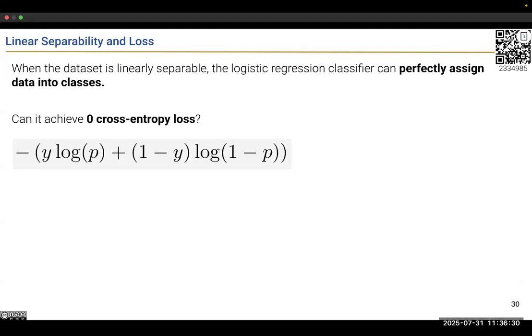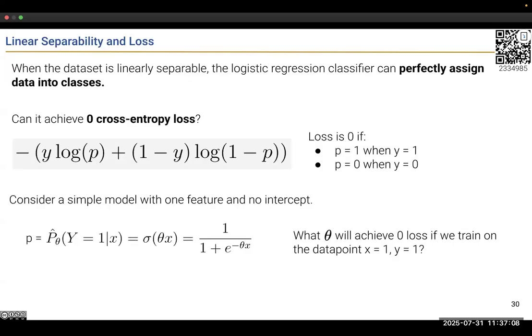Well, this seems like a good thing. If you have a linearly separable data set, then your logistic regression model can perfectly predict the classes. But in that case, can it actually achieve zero entropy loss? Because remember, your cross entropy loss is 0 when you make the prediction that matches exactly your response.